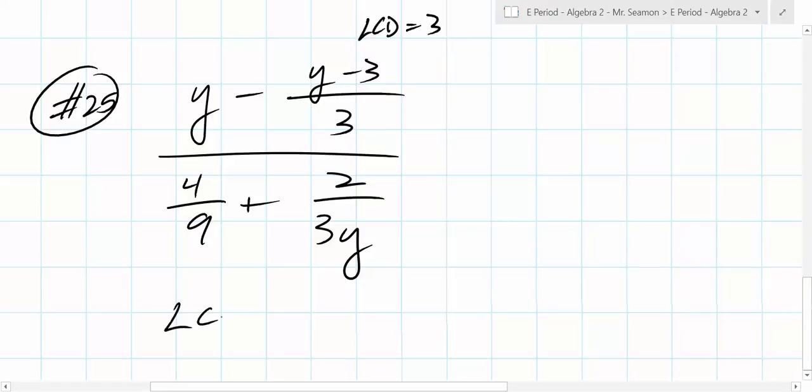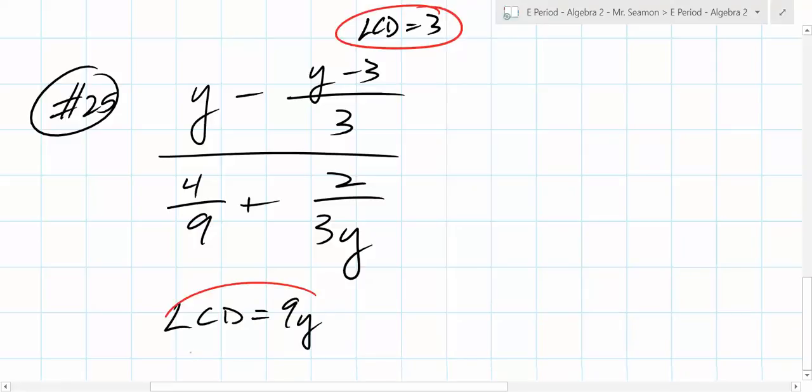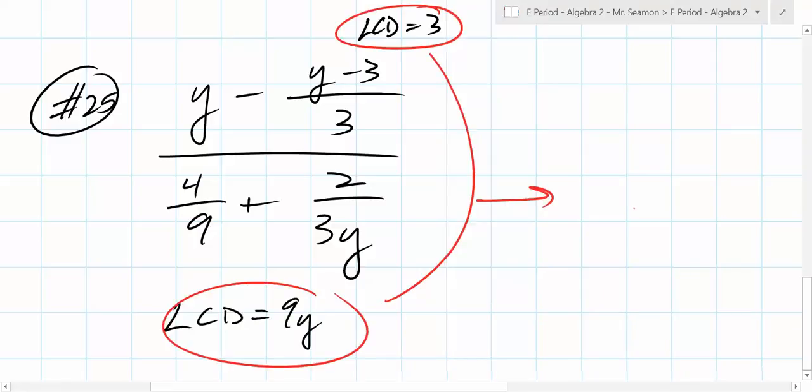What's the LCD down here? 9y, right? So if these are the two LCDs, what's the LCD of both of those things? 9y. The LCD is 9y. 9 times 3y, isn't it 27? No, because 3 goes into 9. You don't need 27. You could: 27y is a common denominator. But if we want the smallest one, does 9 divide into 9y?